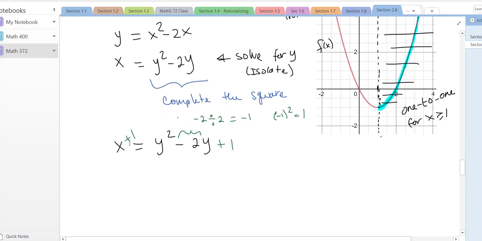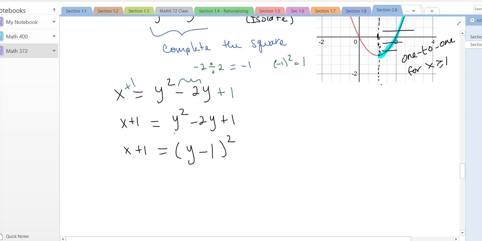So adding it to both sides, I end up with x plus 1 on the left equals y squared minus 2y plus 1 on the right. And so I have x plus 1 equals, the whole point of completing the square is so that this factors into a perfect square. Which perfect square? Y minus 1. Right, what two numbers multiply to positive 1 and add up to negative 2. So y minus 1 squared. And now I can solve for y. So isolate the y. In this case, get rid of the square, which means take the square root of both sides.